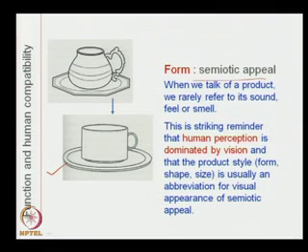When we talk of a product, we really refer to its sound, feel or smell. This is a striking reminder that human perception is dominated by vision, and that product style, form, shape, size is usually an abbreviation for visual appearance of semiotic appeal.